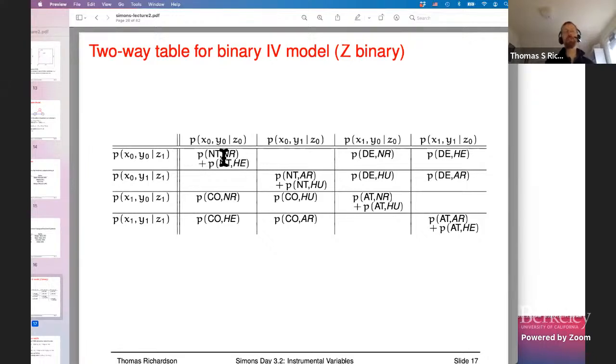A way I describe this is that the people of type never taker and never recover are just sad, right? There was just no way that we could have helped them. It didn't matter whether they took the drug or not, they were going to have a bad outcome. But the people of type never taker and helped is tragic, right? Because it doesn't matter whether we ask them to take the drug or not, they won't take the drug. But the tragedy is that if somehow we had managed to convince them to take the drug, then they would have had a good outcome.